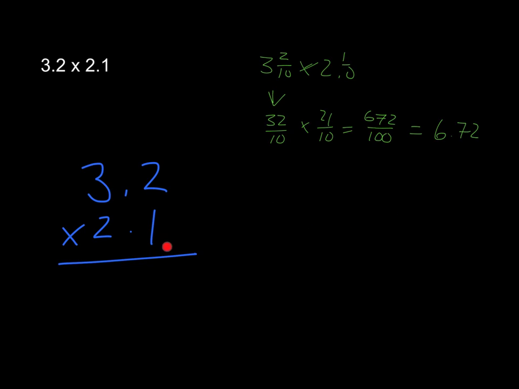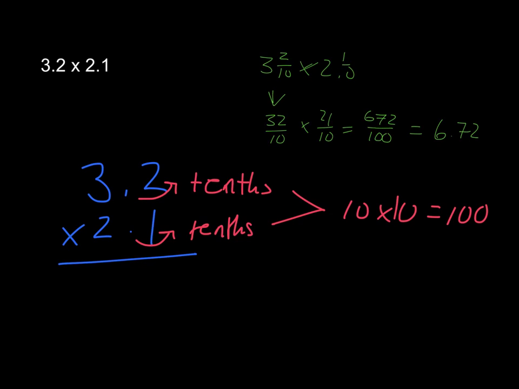Instead, I would tend to line it up in a more standard algorithm. But one of the things that you want to think about is what we're really doing is we're moving the decimal out of the way. So we have 32/10 multiplied by 21/10. And when we think about tenths times tenths, we need to think about that as 10 times 10, which is 100, which tells me my answer, my product, is going to be hundredths.